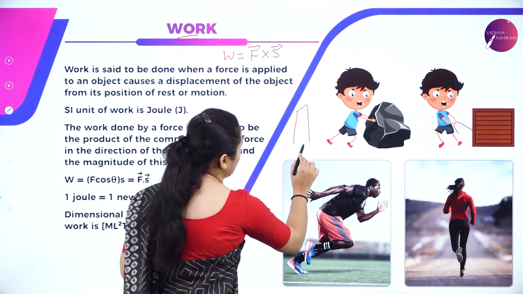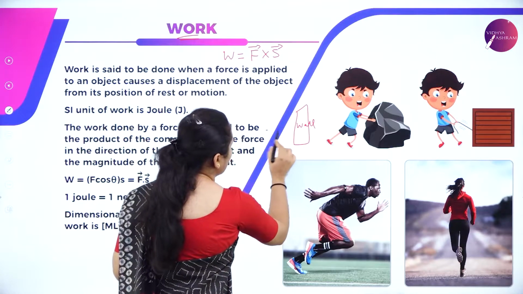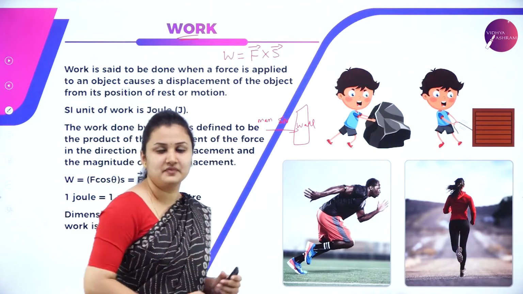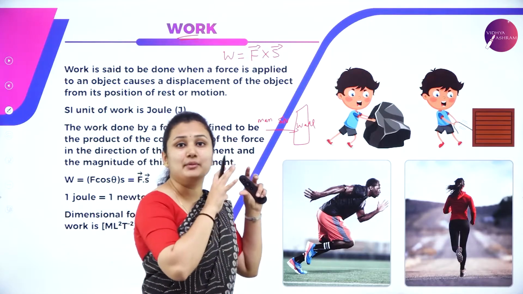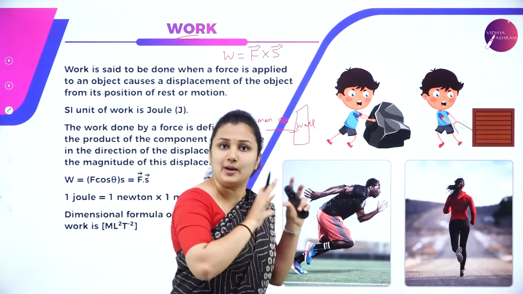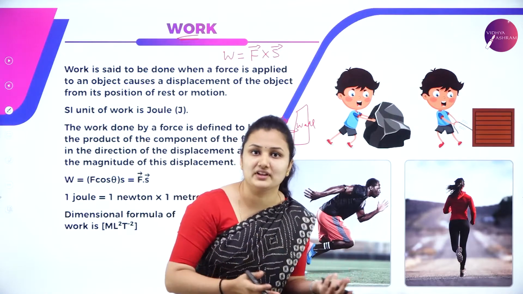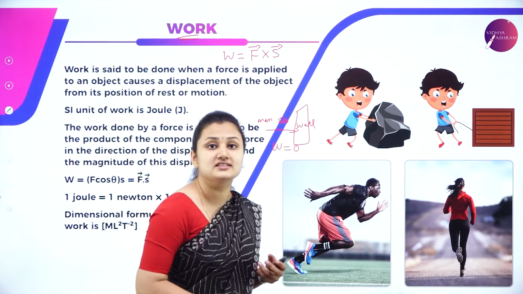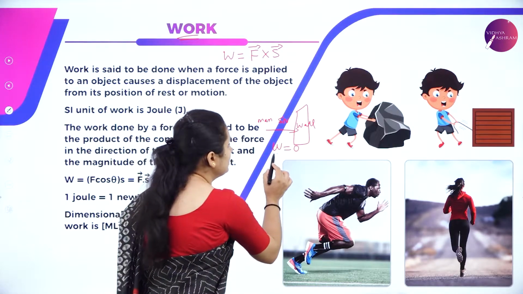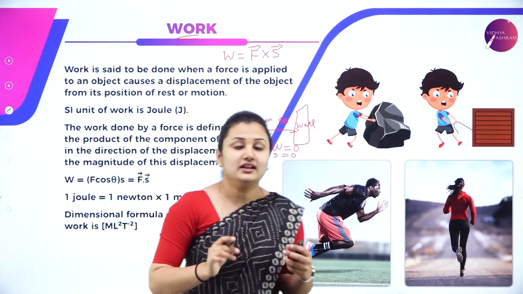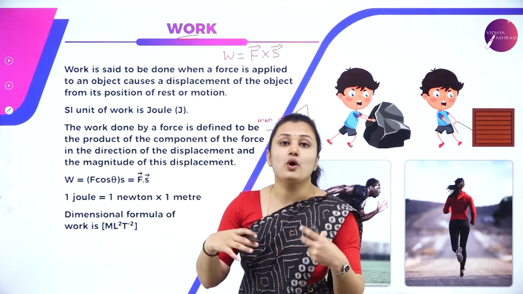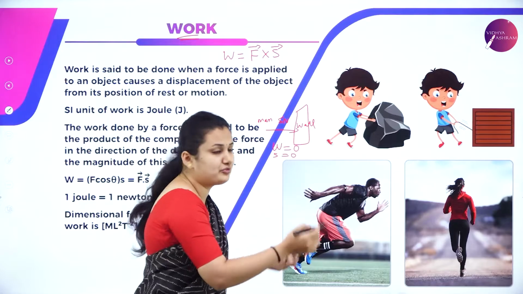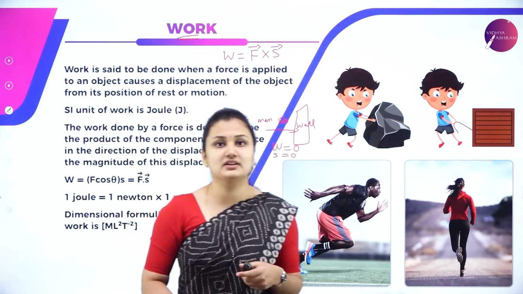Suppose I have a wall in front of me. I am applying 5 Newton of force to push it. I am pushing it, but the wall is not moving. I say the work done is 0. Why? Because there is no displacement. Displacement is equal to 0. I am pushing the wall, but the wall is not changing its position, or it is not displaced. Hence, even though I am applying force, the work done will be 0.